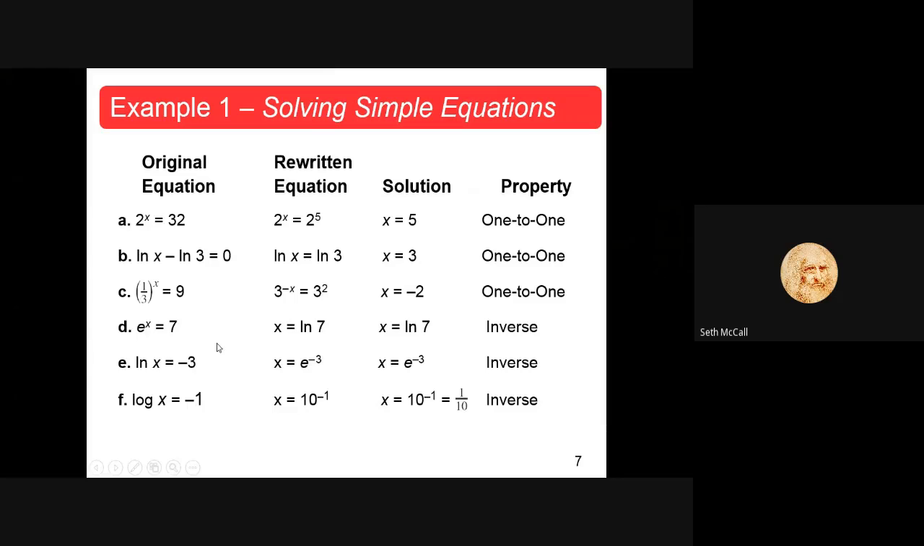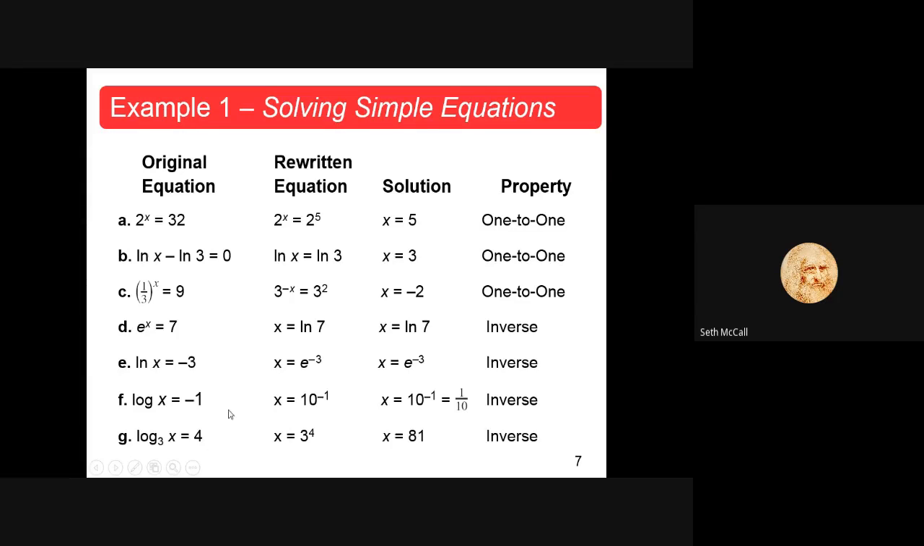F, same type of problem. We're logging a variable. Anytime you're logging a variable, you should automatically think put it into exponential form. So this log here has log base 10 since there's nothing listed. So you start with the base, it's going to be 10, and then to the negative 1 power is equal to x. And you can see right here we have 10 to the negative 1 equals x. Under the solution, you can see 10 to the negative 1 becomes 1 over 10 to the first, which is 1/10.